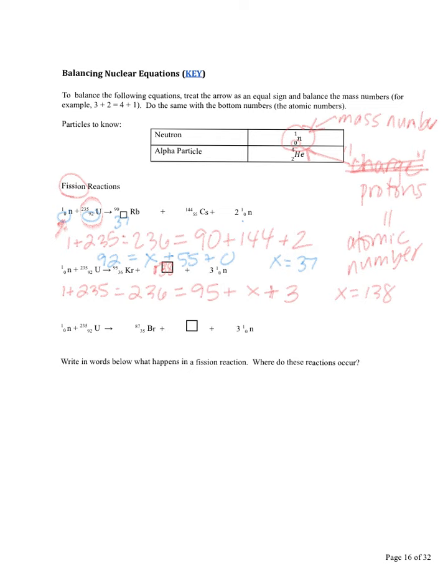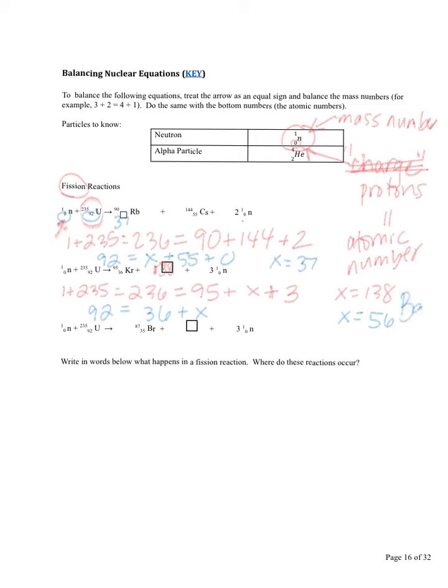Now my bottom number, to figure out that bottom number, I'm going to have 0 plus 92, so 92 equals 36 plus X. 3 times 0 is 0, so I'm just going to ignore that because it's 0. 92 minus 36 is going to give me 56. So my bottom number is 56, my top number is 138. I look at the periodic table for whatever has an atomic number of 56. And you look on your periodic table, again, they would give that to you, and that is barium, Ba.